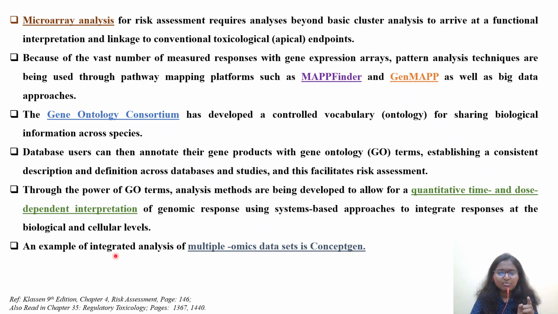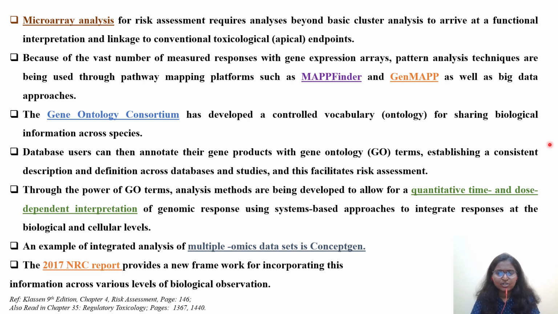An example of integrated analysis of multiple omics data sets is presented. Please go back and read about this one. Don't panic. All these might be new terms for some people. Those who are working in the genetics area, drug discovery or screening area might be aware of these terms: proteomics, genomics, metabolomics. For some people, it might be a little bit new, so need not worry. You can pause the video, go back and read in detail.